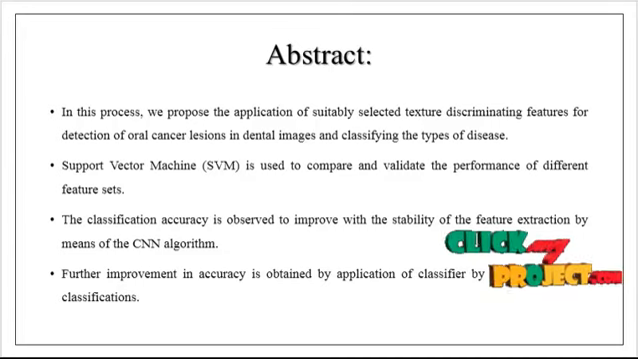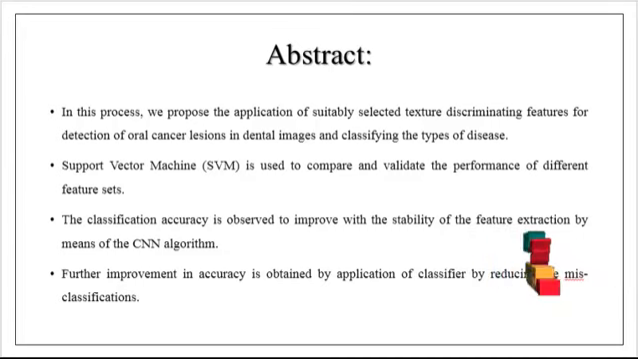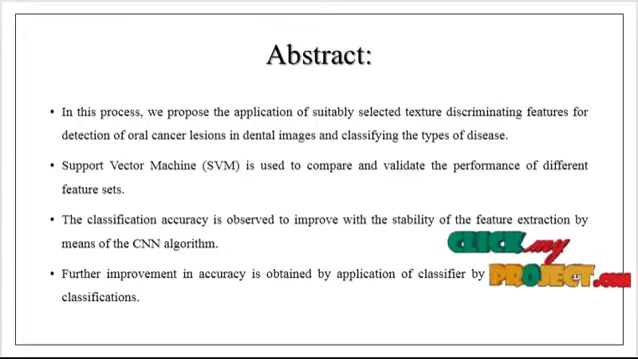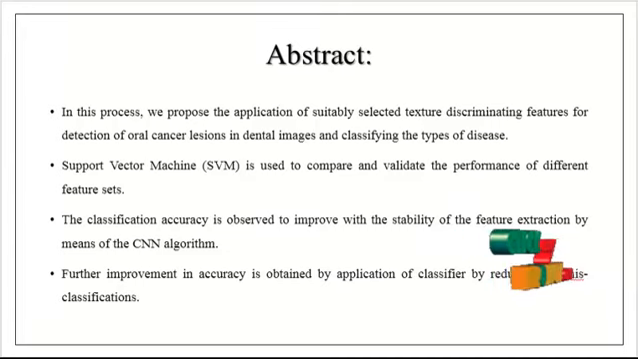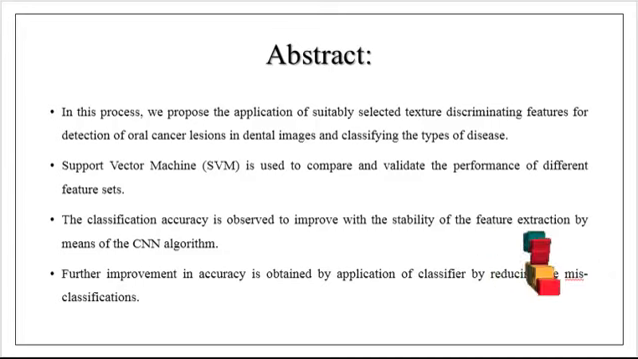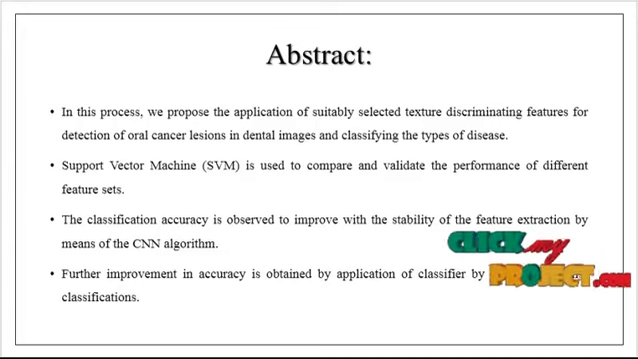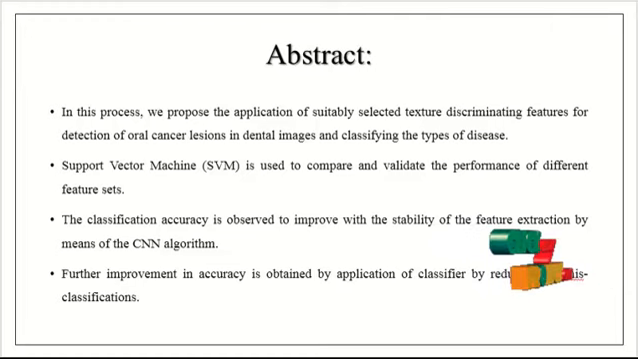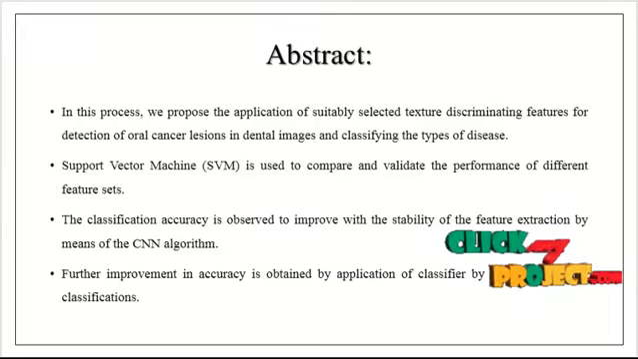The classification accuracy is observed to improve the stability of the feature extraction by means of the convolutional neural network algorithm, that is the CNN algorithm. A further improvement in the accuracy is obtained by the application of the classifiers by reducing the misclassifications. Hence, the SVM reduces the misclassification, and the CNN improves the stability of the process. Finally, the performance is estimated by means of the accuracy, sensitivity and specificity. By using these three parameters, we can justify that our process is efficient.